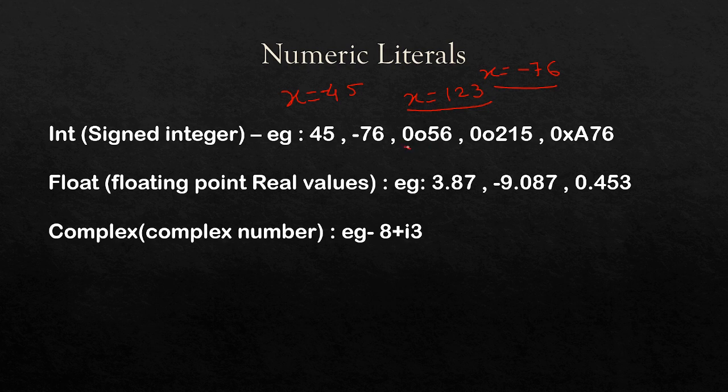Or if I write 0o56, 0x, what is this 0o and 0x? 0o is a notation of octal number, and 0x is a notation of hexadecimal number. So this 0o and 0x are actually notations of octal and hexadecimal number.